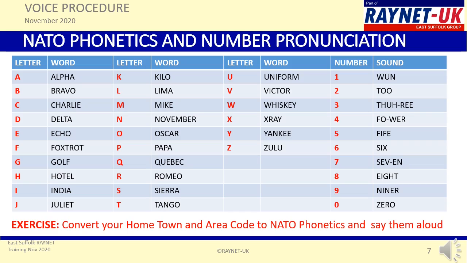This slide shows the NATO alphabet and recommended number pronunciation. These are designed to ensure that each letter and number sounds as different as possible, even if spoken by people for whom English is not a first language. As an exercise, you should try to convert your hometown and your telephone area code to NATO phonetics and say them aloud. So I might say, for Ipswich and 01449, India Papa Sierra Whiskey India Charlie Hotel, 01449.